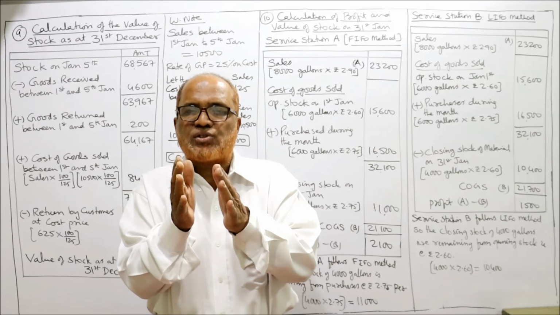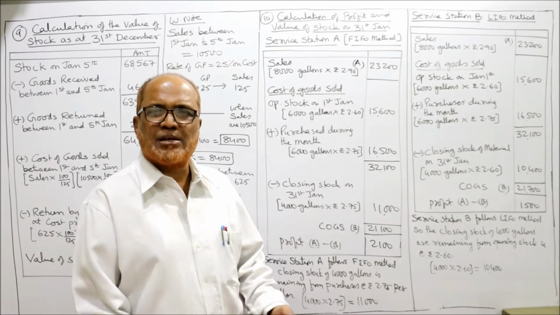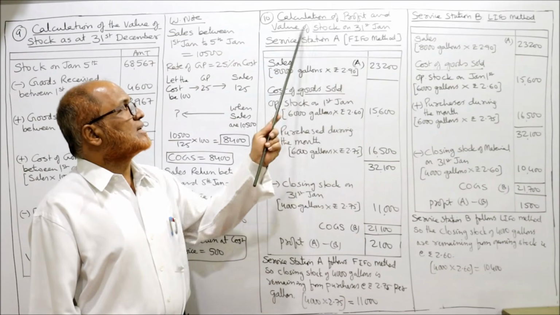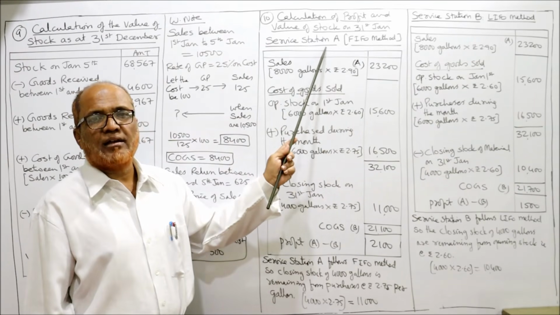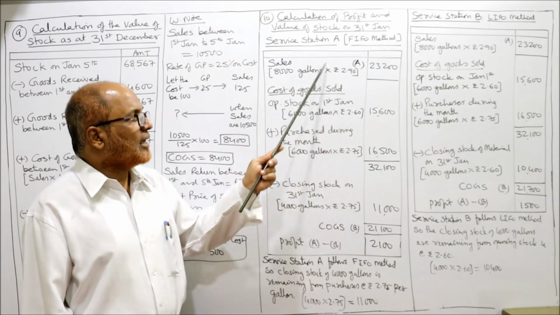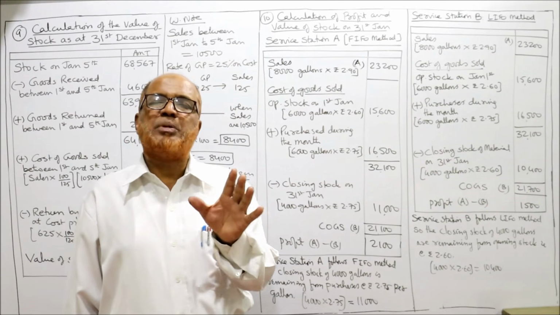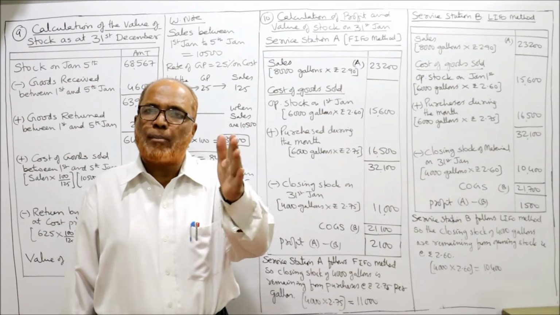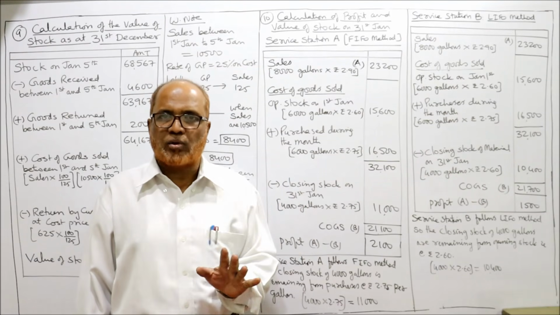Service station A follows FIFO method and service station B follows LIFO method. It's a very easy problem. Simply we have to apply the logic. Calculation of profit and value of stock on 31st January. This is the requirement. Service station A follows FIFO method. First in, first out. Now I'll make a statement to calculate the profit. Remember, profit is the difference between sales and cost of goods sold. Sales minus cost of goods sold is equal to profit. This equation you have to remember.